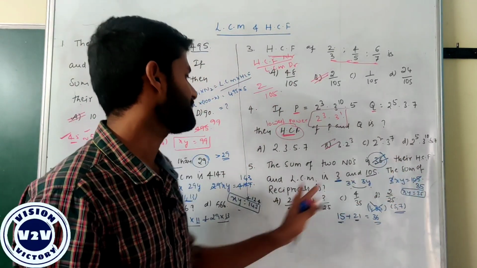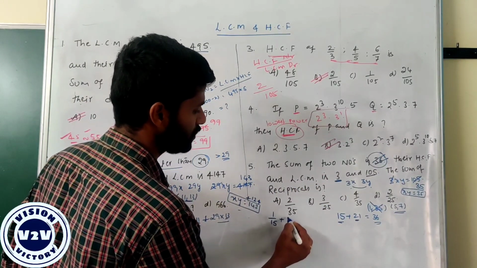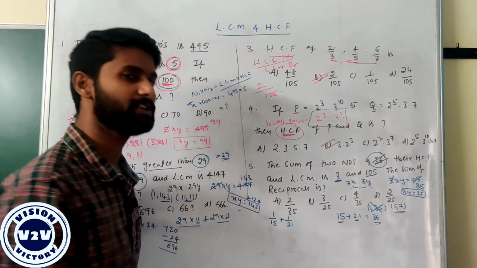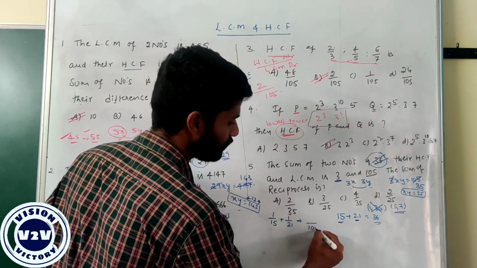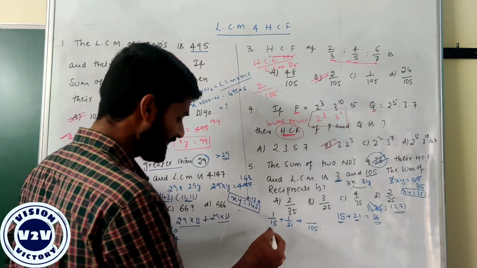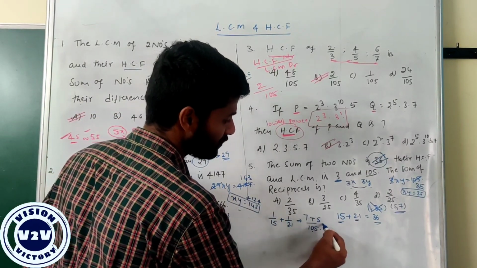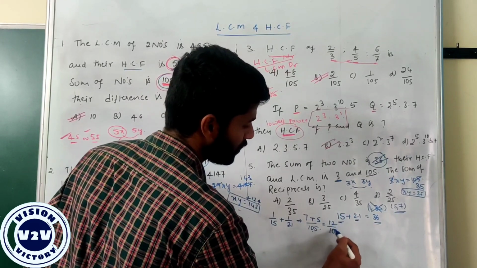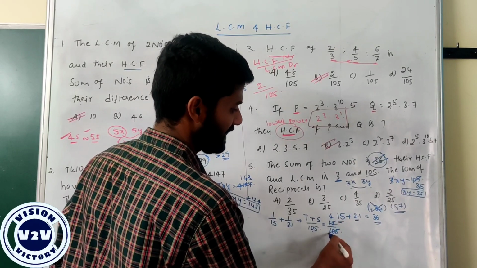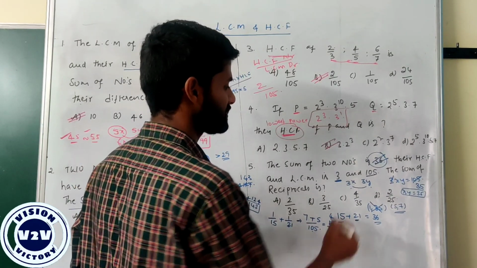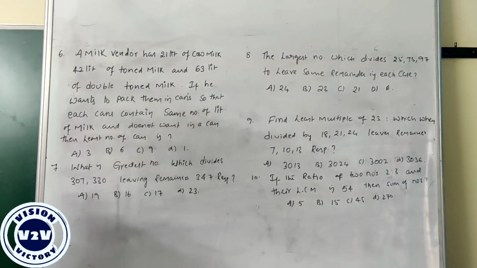Here my question is the sum of the reciprocals, that is 1 by 15 plus 1 by 21. Then see, the LCM of these numbers is equal to 105. Clear? And 15 7s are 105, 21 5s are 105. So the answer is 12 by 105. So we have a 3 cancellation: 3 4s are 12 and 3 35s are 105. So the answer is 4 by 35. This is the option. Okay, see next one.